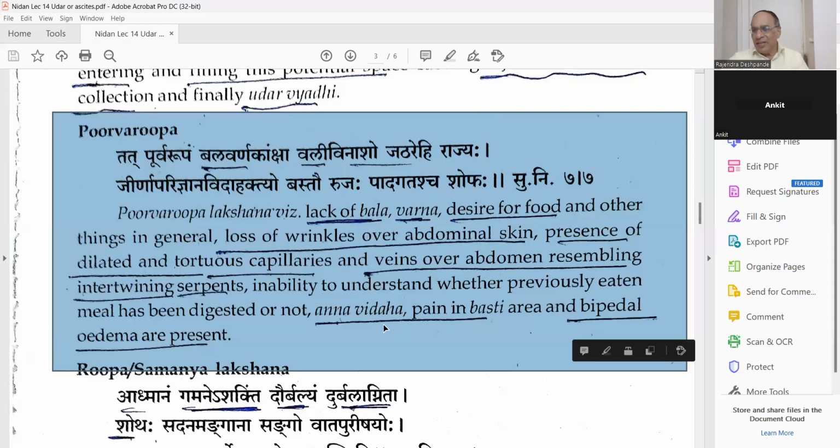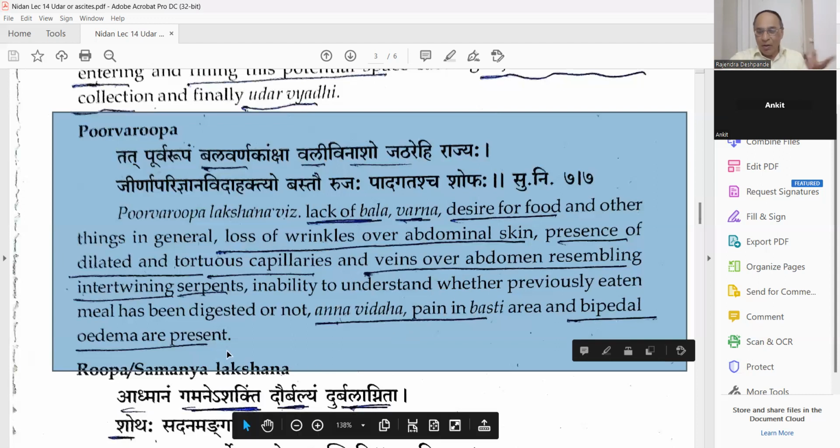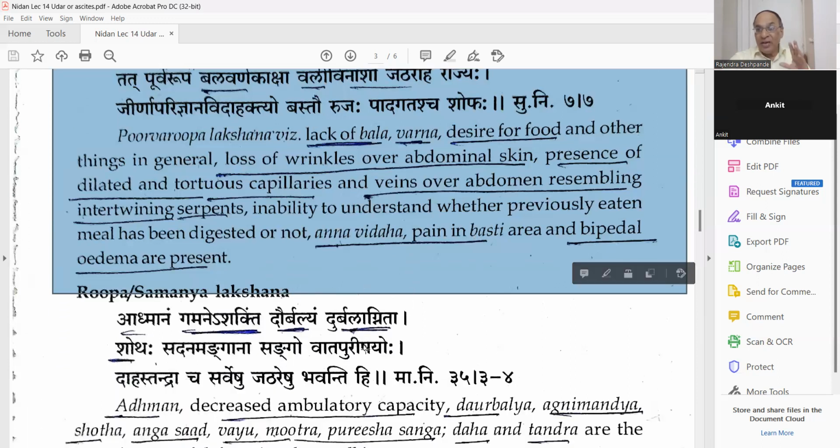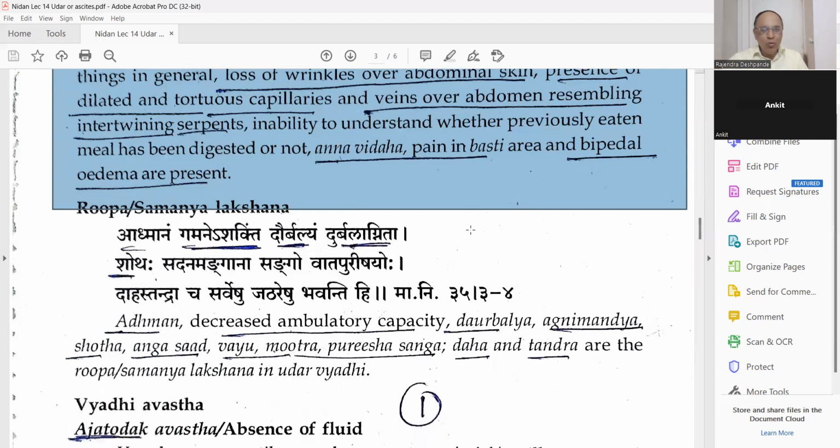Then Anna Vidaha: naturally the food digestion will not be proper, with pain in the lower abdomen, and pedal edema, bipedal. On both the feet there will be edema. But pedal edema is more common when there is heart involvement. Remember this. Then in kidney involvement, there is periorbital swelling, around the eyes, in the morning. Pedal edema: heart; and in liver, ascites, central swelling. Okay. Now we will talk about Rupa.